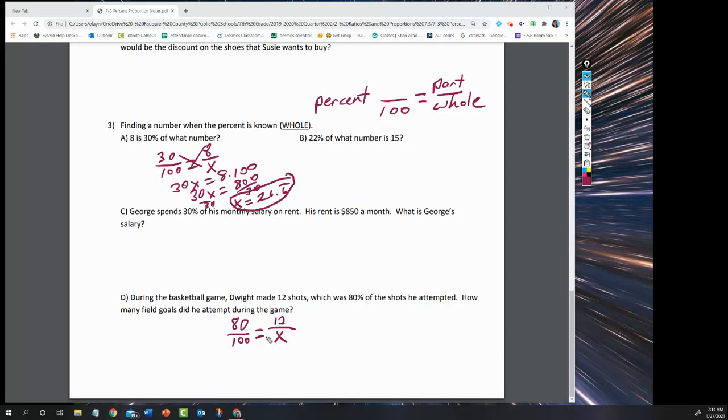Now that I have my proportion, I can cross multiply. 80x is equal to 12 times 100. And then I multiply 12 times 100. 80x is equal to 1200. I divide by 80 on both sides, and I find that x is equal to 15. So this means that he tried 15 times, and he made 12 out of the 15.